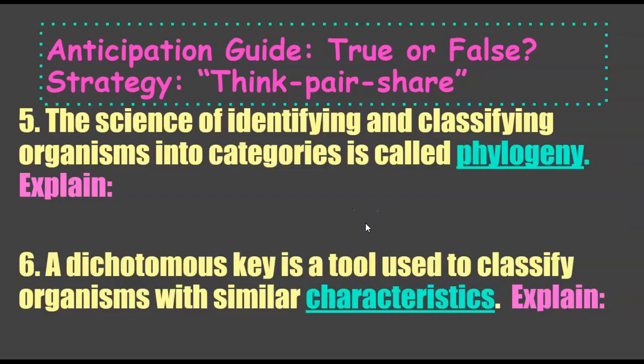All right, so you're going to go to the second set of the anticipation guide. Like the flip side of the ecology one, we're going to be on the classification side. We're going to go to 5 and 6. We're skipping 1, 2, 3, and 4. On the left-hand side, please write true or false. The science of identifying and classifying organisms into categories is called phylogeny. Number 6, a dichotomous key is a tool used to classify organisms with similar characteristics. Now please flip back to the notes.